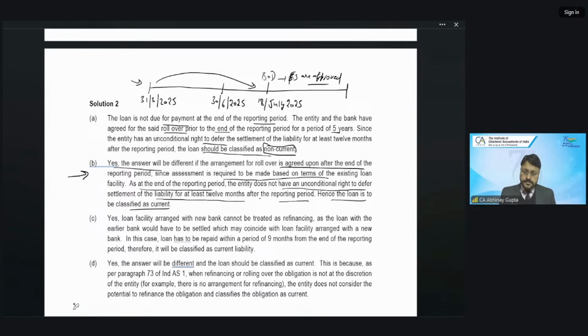Sir, in this case, it is specifically mentioned it is an unconditional right. No, no. So unconditional is there as well. Waiver is obtained unconditional only, right?